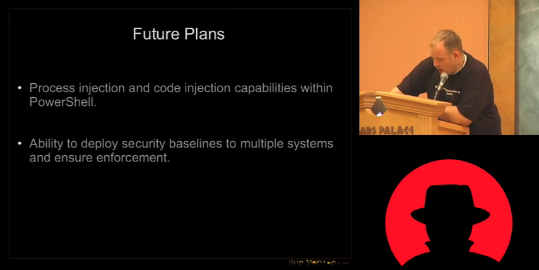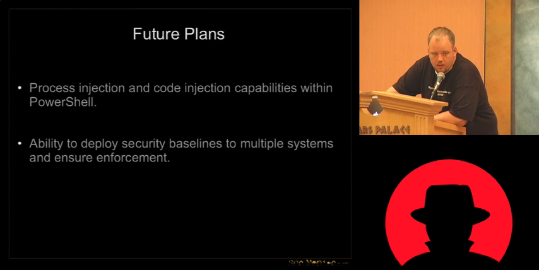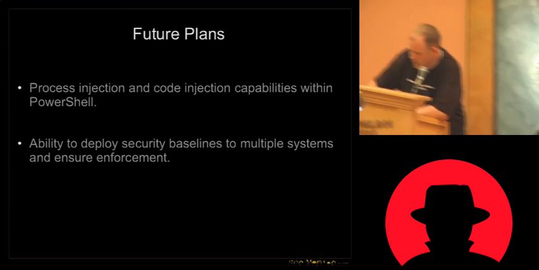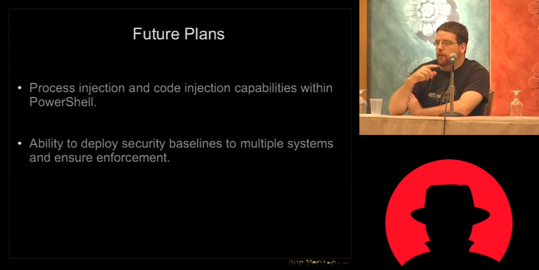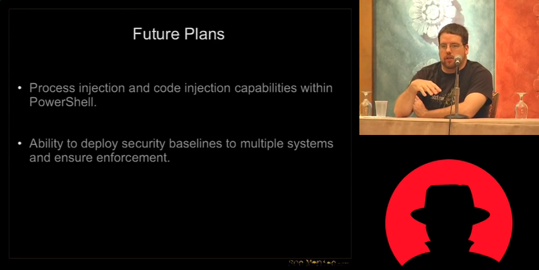So the future plans we're going to be doing are process injection and code injection capabilities within PowerShell. So injecting into existing processes and being able to manipulate and cross over to other processes. And then the ability to deploy security baselines to multiple systems and ensure enforcement as a countermeasure. Real quick, we wrote all the proof of concept code, so it's going to be up on the website in version 1. So it's compatible with all versions of PowerShell, so you don't have to worry about having version 2 installed. You can use it on your XP SP3 workstation that has it installed.